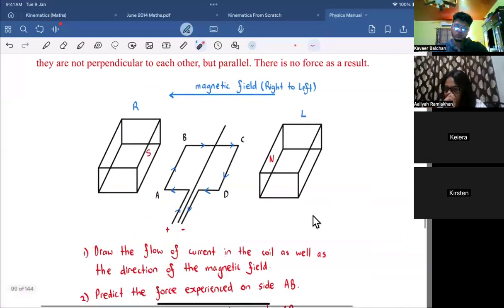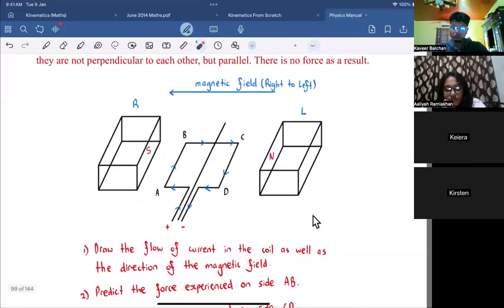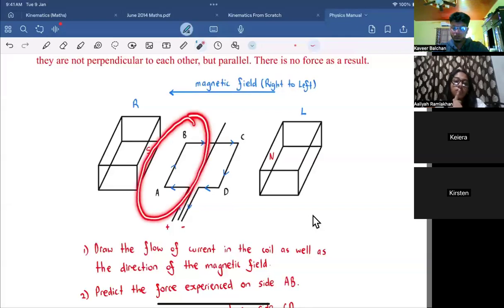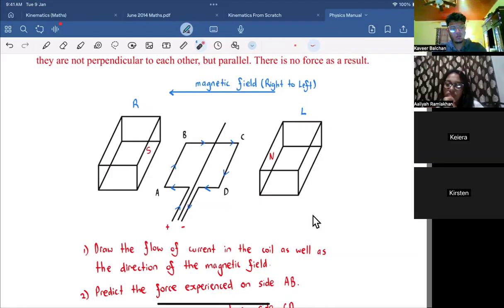So yeah, Aliyah, you understand that conventional current is from positive to negative, and you understand we always go from north to south, so right to left. Okay, cool. So if we're looking at this side of the coil, the current is going into the paper or coming out? It's going into the paper. And how is the magnetic field? From right to left. Right, so show me Fleming's left hand rule. Apply Fleming's left hand rule to that. Like this.